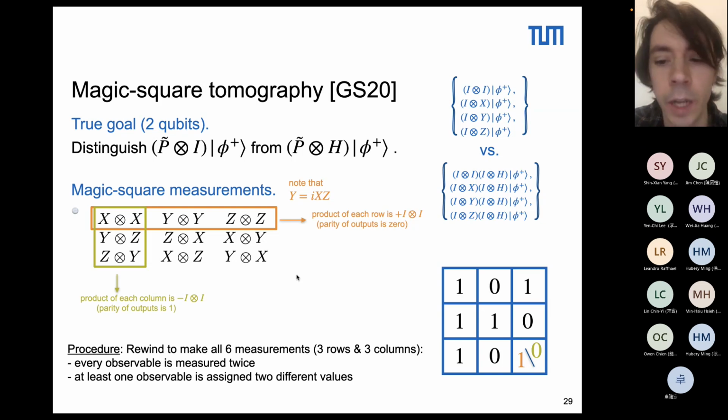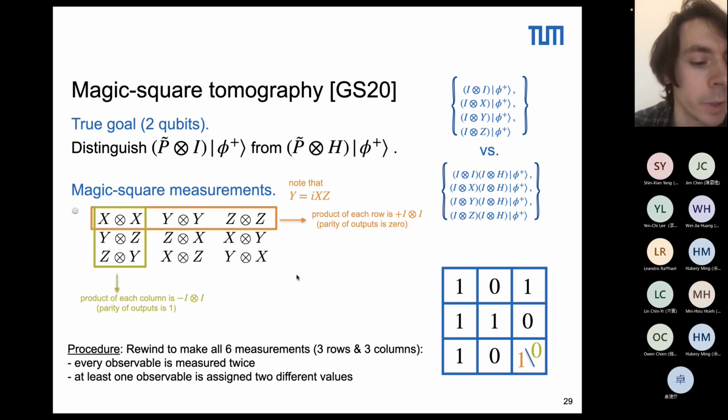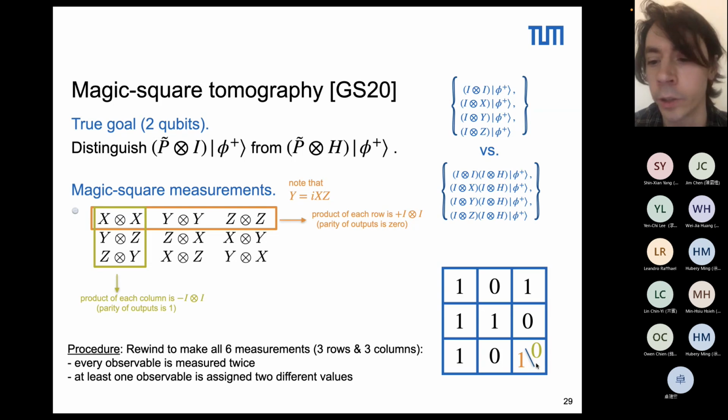So we're going to measure every observable 2 times, once in a row and once in a column. And at least one observable is going to be assigned 2 different values. Like here, it's the observable in the lower right corner that is assigned the values 1 and 0. What it means is that when you measure the row, you measure 1, and when you measure the column, you measure 0. So you see that this square could take 2 values.